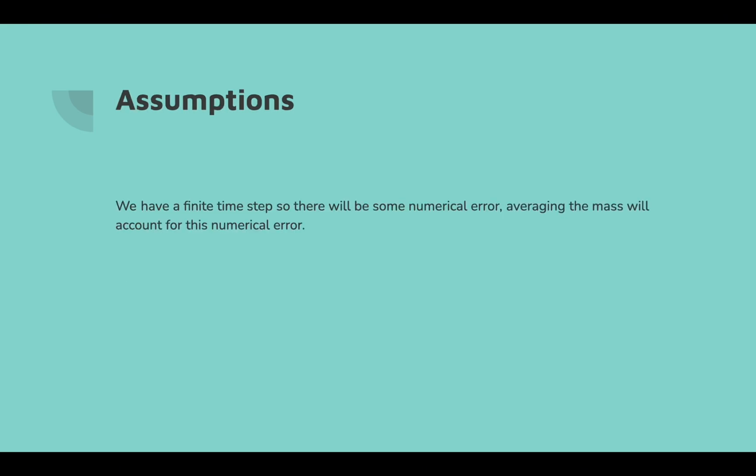So the assumption that I made is we have a finite time step, so there will be some numerical error in calculating the mass of the black hole. So if we average the mass of all of them, then we are able to account for this numerical error and find the actual mass of the black hole.